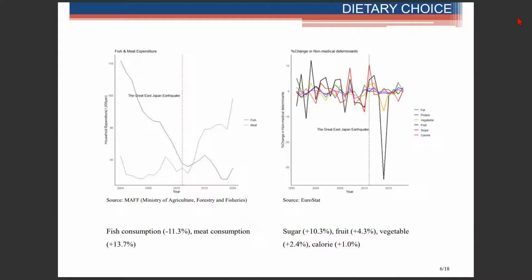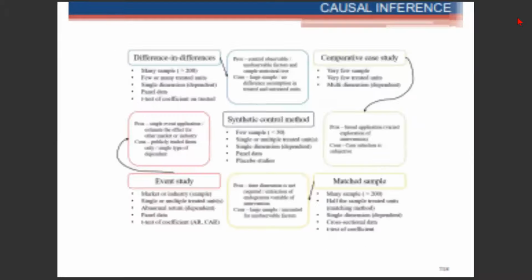So here's another fact through two graphs. The left one shows the fish and meat expenditure, and the right graph shows how much the Japanese people consume of the non-medical determinants, the six factors, each year. As you see, fish consumption decreases and meat consumption increases. Another graph shows the increase of sugar, fruit, vegetable, and calorie things.